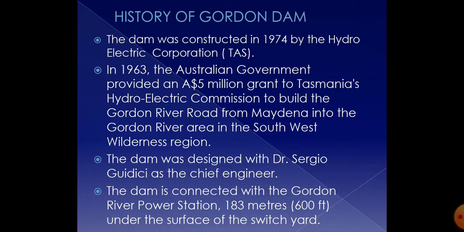Now, let us talk about some history of Jordan Dam. The dam was constructed in 1974 by the Hydroelectric Corporation of Tasmania. In 1963, the Australian government provided a $5 million grant to Tasmania's Hydroelectric Commission to build the Jordan River Road from Medina into the Jordan River area in the southwest wilderness region.